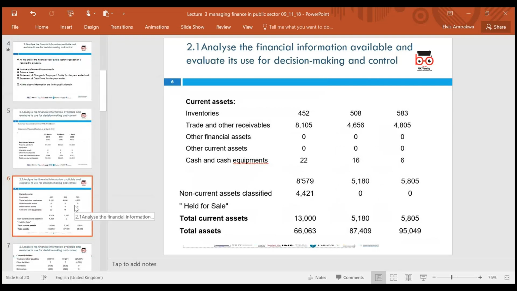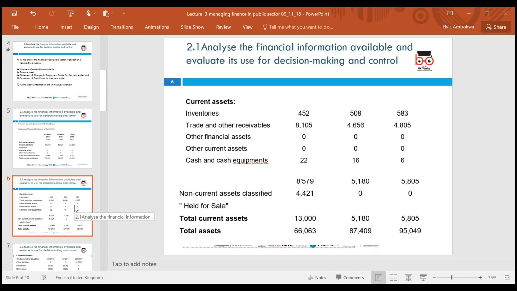We finished with the non-current assets. So look at the current assets as well. It's got inventories or stocks for the different years. 2010 is 452, 2009 508, and 2008 583.